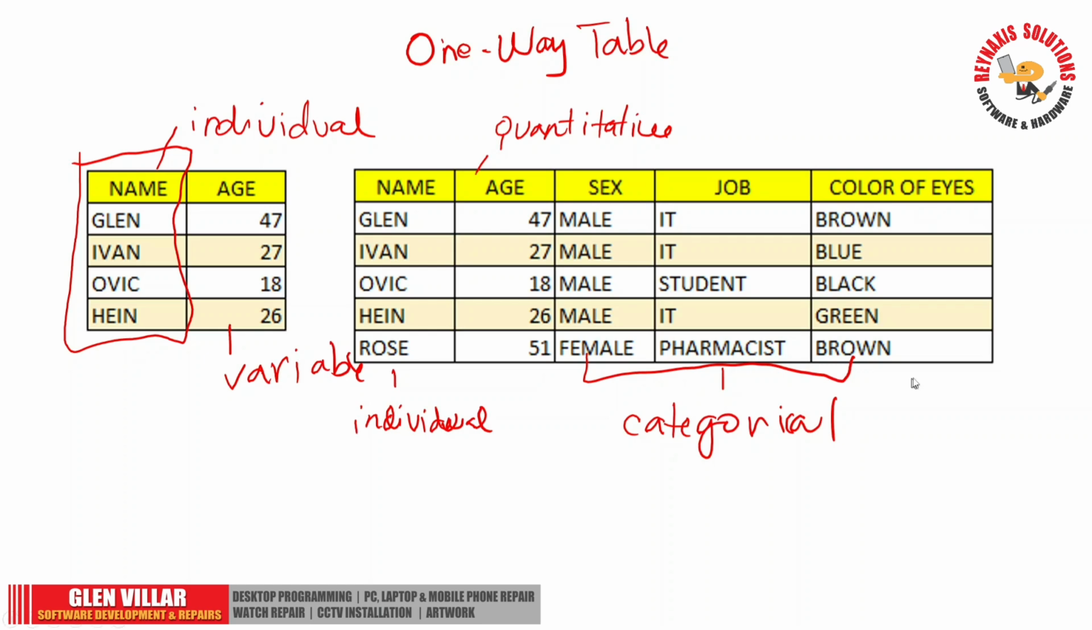Which person in this table is not in a workforce yet? Then we can go to the job column and find a variable that identifies the individual as a non-working person. So here we can say that Ovik is the obvious person who is currently not in the workforce.